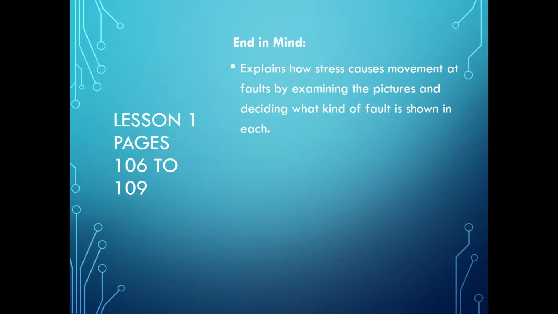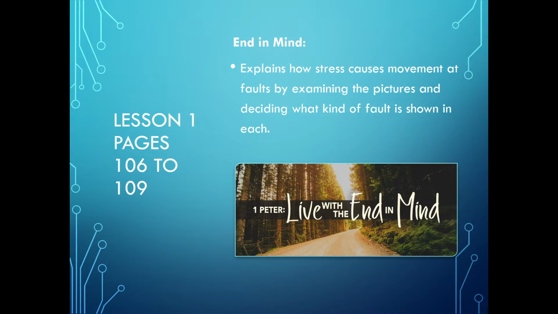Our ending mind for the topic is the following. Explains how stress causes movement at faults by examining the pictures and deciding what kind of fault is shown in each. The ending mind is basically the same one as last week because it's part of the same topic, so there is no need to copy it again. You can just continue writing down your summary in your Word document.